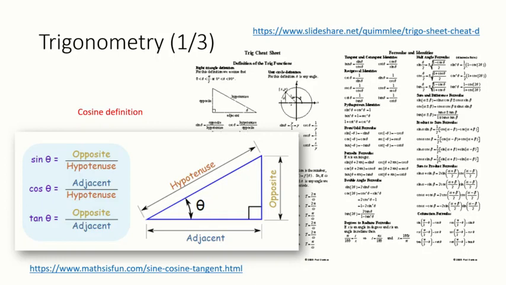I will use 3 slides to recap what you learned in high school geometry and trigonometry. So this is the cosine definition. If you have a triangle, then theta is one of these angles. Then this is the perpendicular, and this is called the adjacent, and the ratio between this adjacent and the hypotenuse is the cosine. You need to remember this.